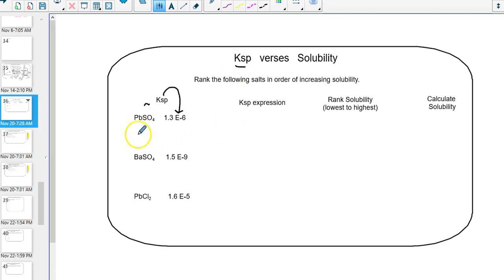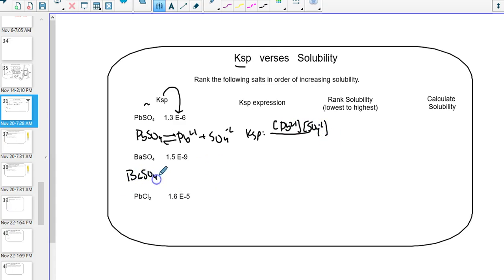Expression, so it's going to be PbSO4 comes from Pb2+ and SO4 2-. The Ksp equals the concentration of Pb2+ times the concentration of SO4 2-. This next one is BaSO4 goes to Ba2+ plus SO4 2-.